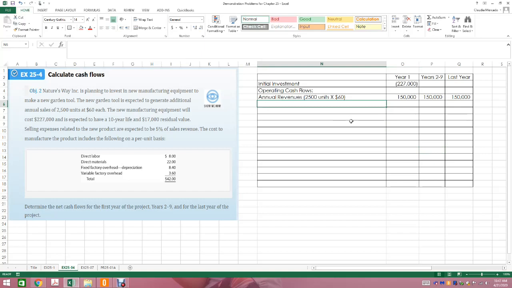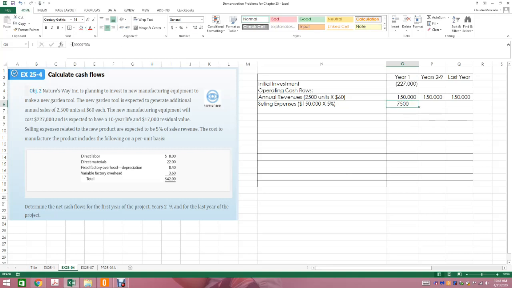Now, that is how much I'm going to make in money, but just like you make money, you have to invest and have some costs associated with it. We're going to have some selling expenses, okay? Now the problem says that your selling expenses are 5% of your sales revenue, okay? So your sales revenue is $150,000, and I'm going to multiply that by 5%. So my selling expenses every year are going to be $150,000 times 5%. That's going to be $7,500.